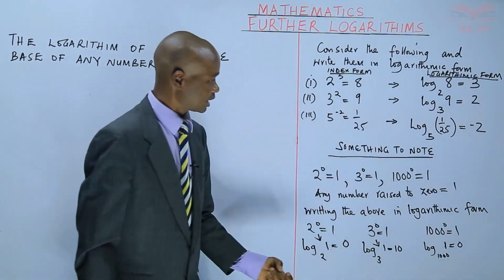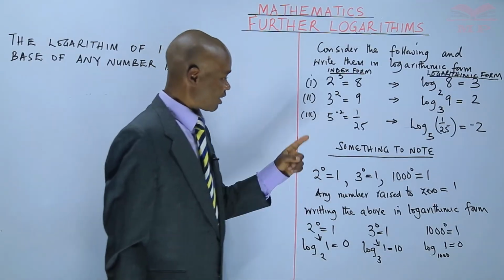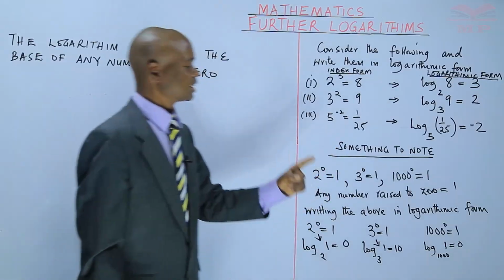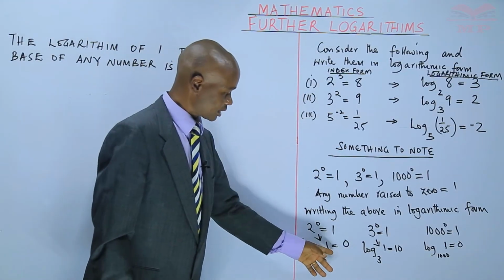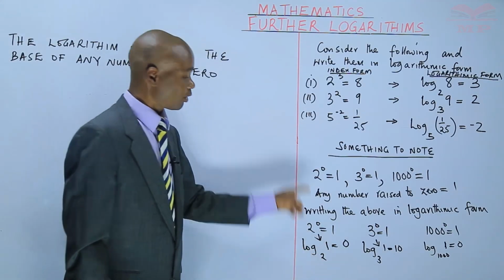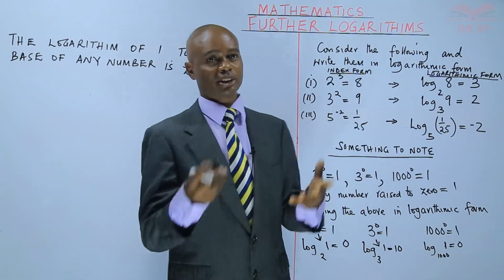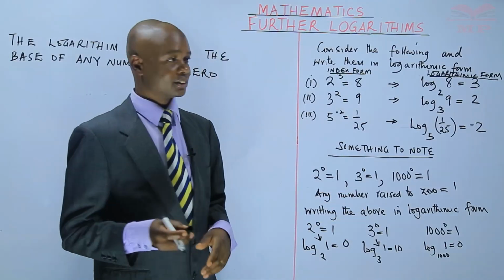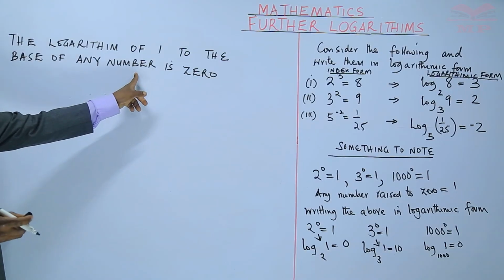We've also found out that in index form, any number raised to 0 will give 1. Any number, whether it is a million, any number. So if you write the logarithm of 1 to the base of any number, it is 0, whether it is 1, 20, 60, 1,000, a billion, it will give 0. That leads us to that conclusion.